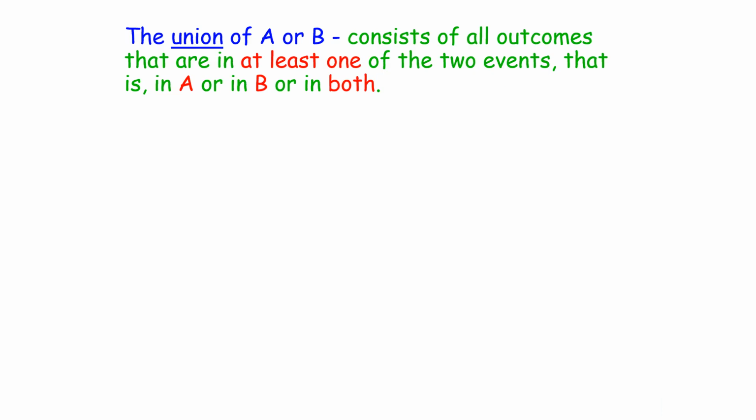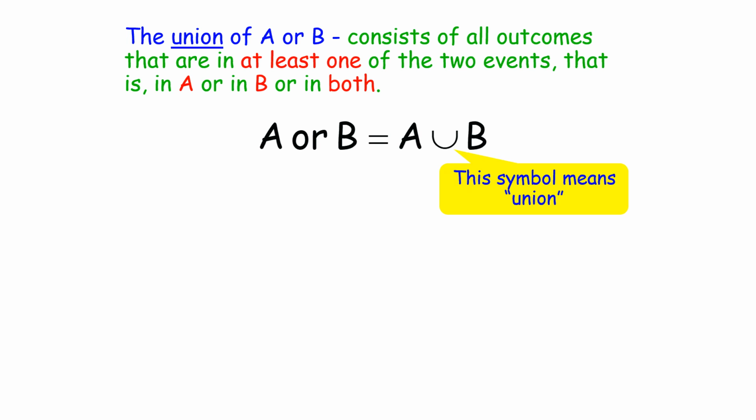The union of A or B consists of all of the outcomes that are in at least one of the two events. So that is in A, or in B, or in both. So we would say A or B, and we have A union B. And this symbol right here, this like smiley face, it means union.